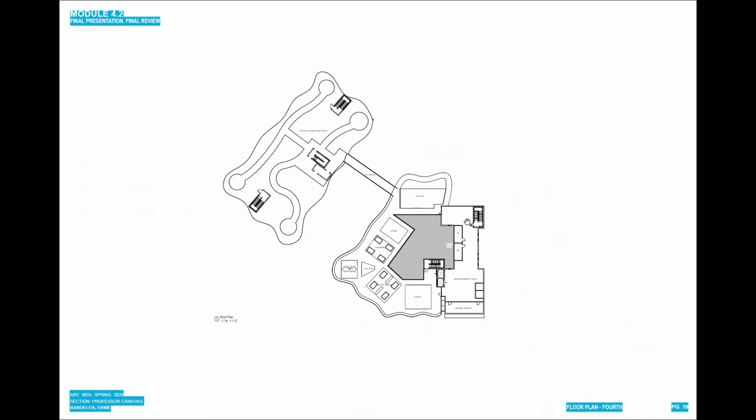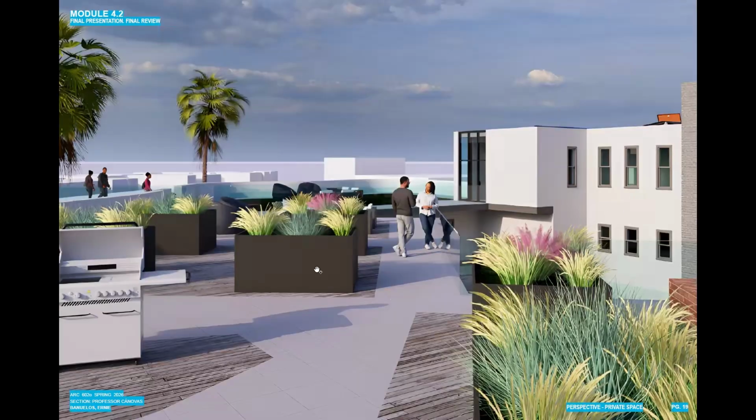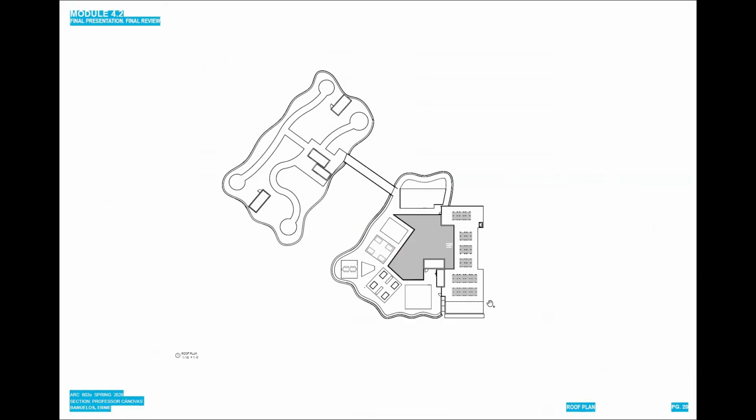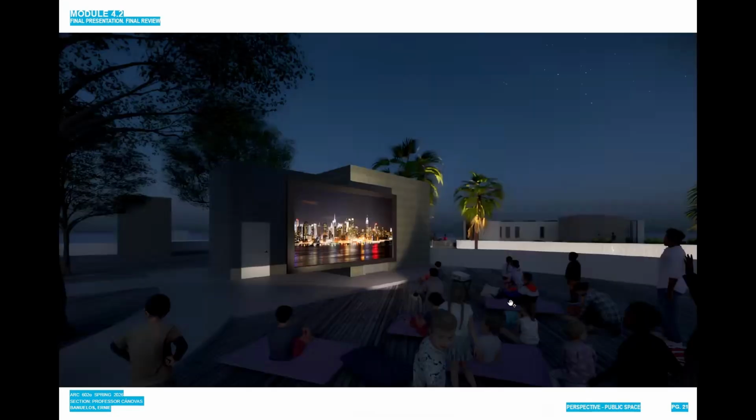And then the rooftop is where we have amenity space for residents, as well as amenity space for the community in the form of a privately owned public space, green deck. So this is a render of amenity roof for residents. And at the very top, our roof plan also includes solar panels. This is a render of the public green deck. Here they're watching a movie.